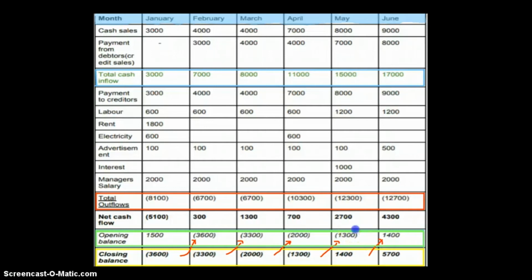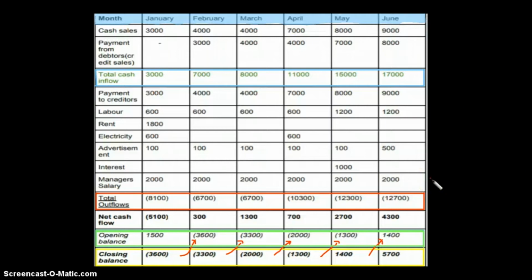Then we calculated the closing balance of May, which was the opening balance of June. Then we calculated the closing balance of June, which is the opening balance of July, but we don't look at that right now. So that's how we got our cash flow forecast.